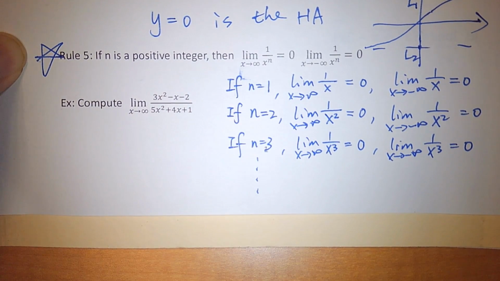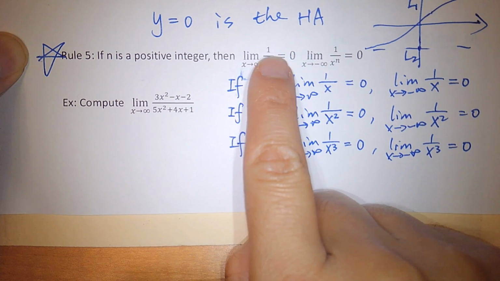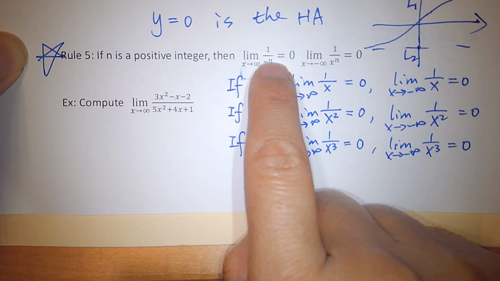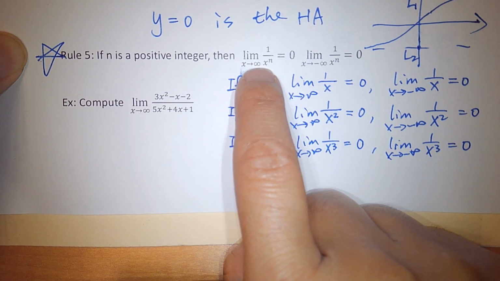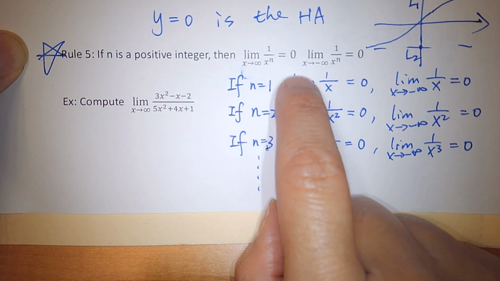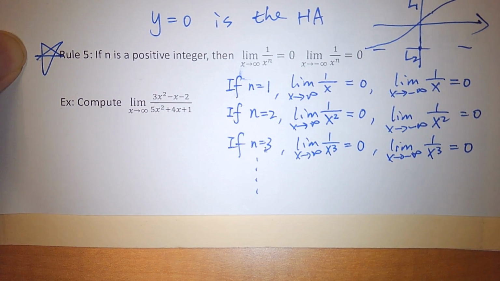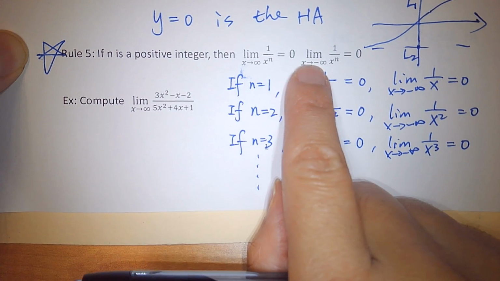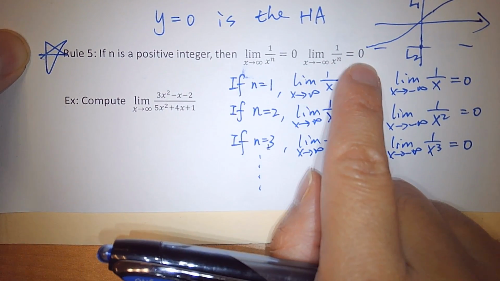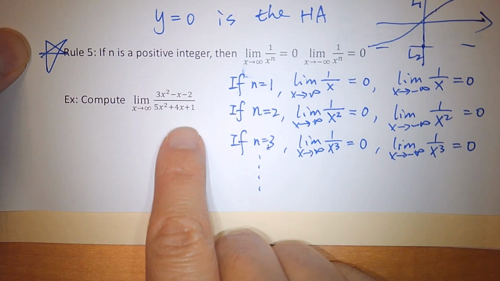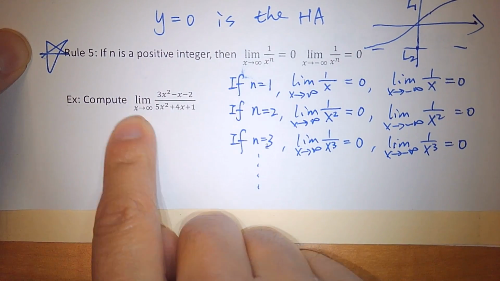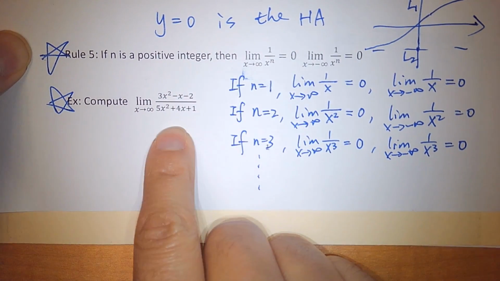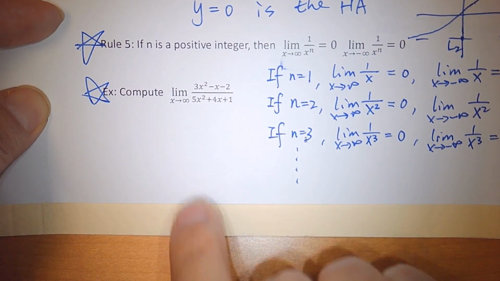Why? Because in the denominator, x to the nth power will always approach either positive infinity or negative infinity when x approaches infinity or negative infinity. So 1 over infinity or 1 over negative infinity will always give us 0. Do you see that? This is so important, you will see it will help us solve some limit questions. This example is so good, so let's try it. Yeah, let's do this one.